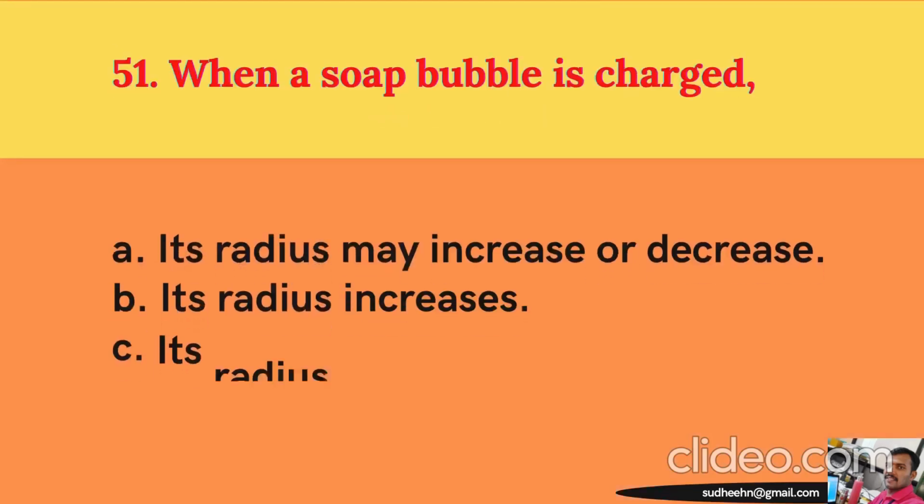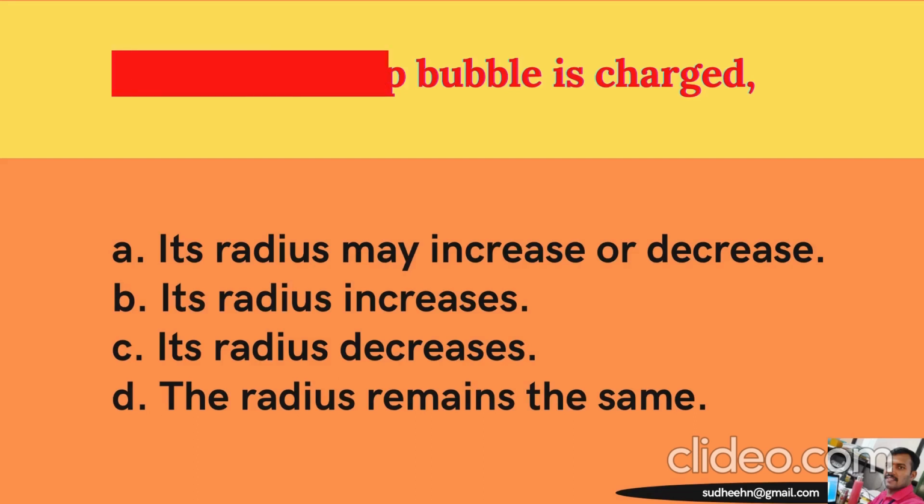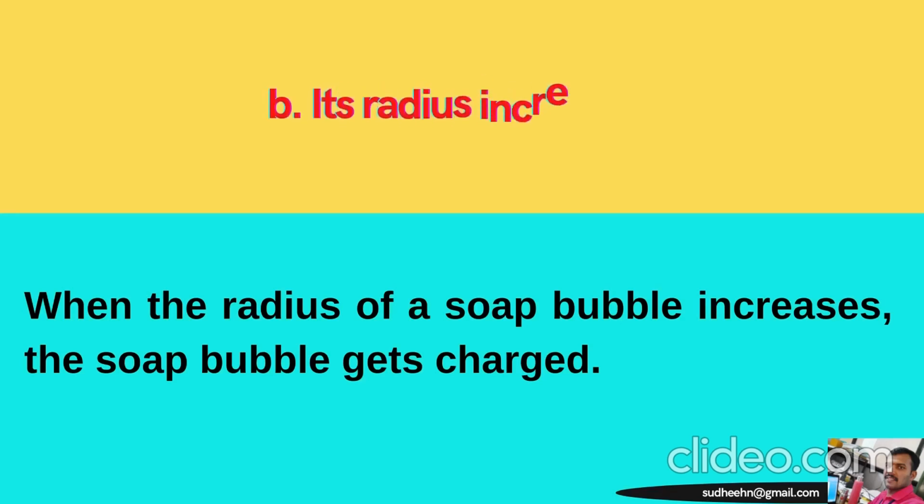Question number 51. When a soap bubble is charged, options: its radius may increase or decrease, its radius increases, its radius decreases, the radius remains the same. The right option is option B, that is its radius increases, because when the radius of the soap bubble increases, the soap bubble gets charged.